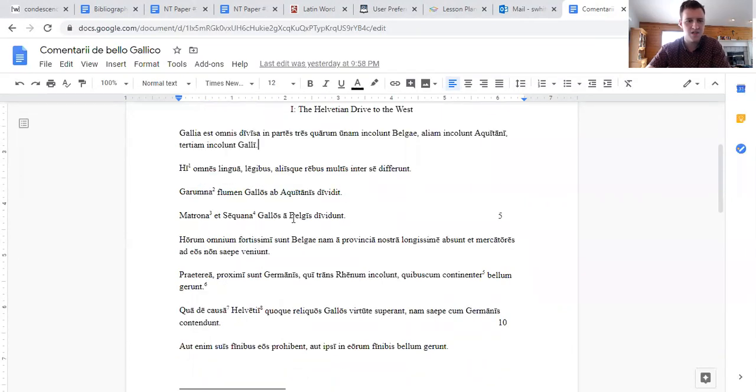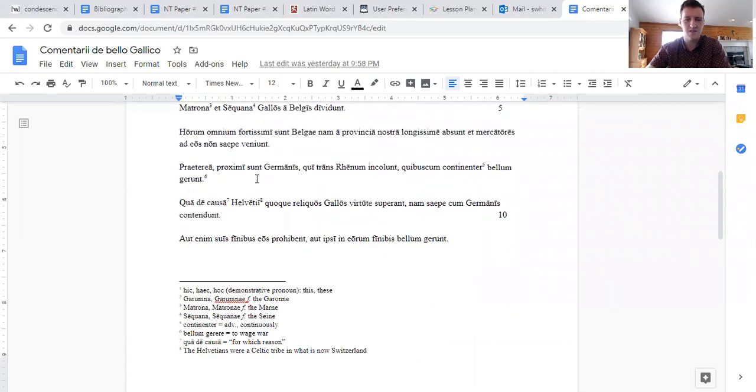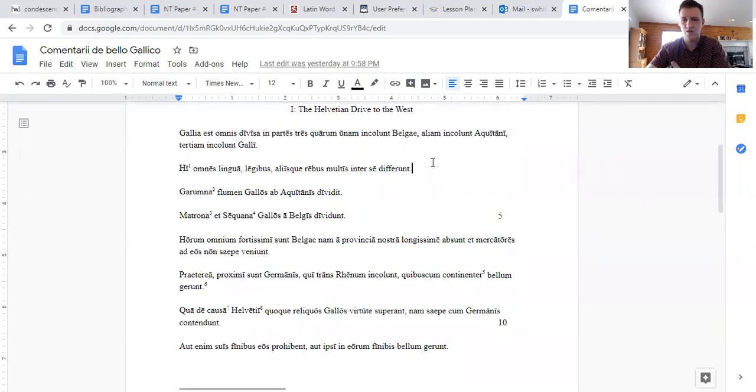So let's move on. Hi omnes lingua legibus aliis quae rebus multis inter se differunt. Okay, so he, I gave you a note on this. This is what's called the demonstrative pronoun. It's the word this. And on Monday, this will be something we cover in more detail. I'll give you the forms for it. But it means this, demonstrative pronoun, demonstrative adjective. And so we could say these, and it's he omnes. These are both nominative plural.